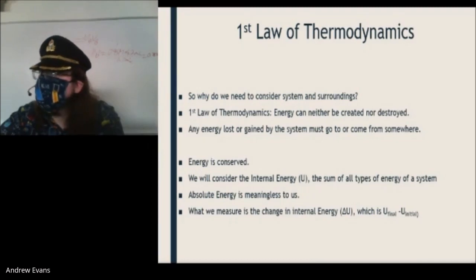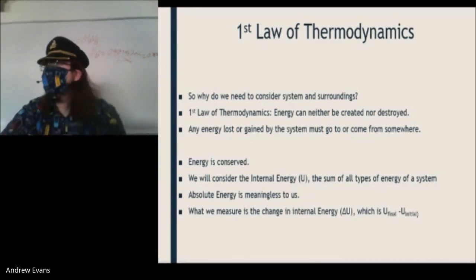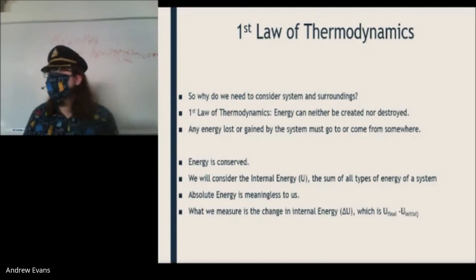Energy is conserved. If I'm doing work on something, something is absorbing that work. The net change in energy of the system might be negative. The net change of the surroundings may be positive, but the net change in the universe is 0. So the idea is energy has to come from somewhere.